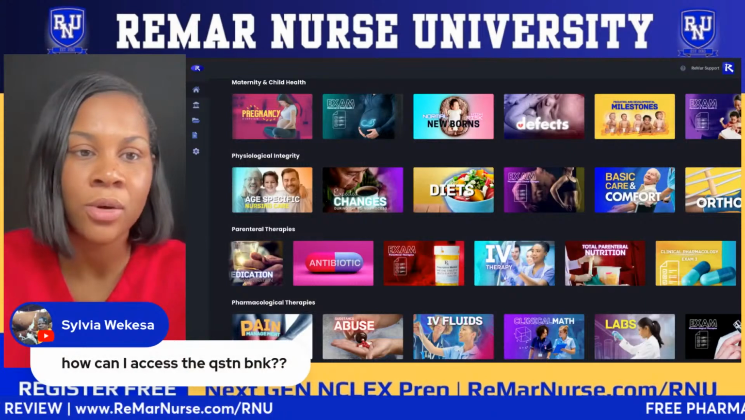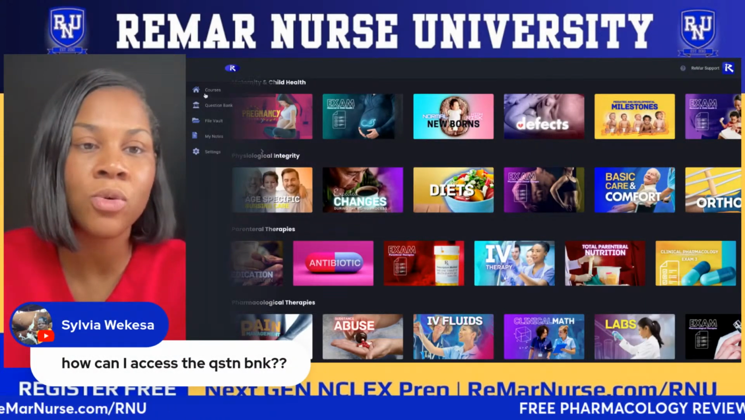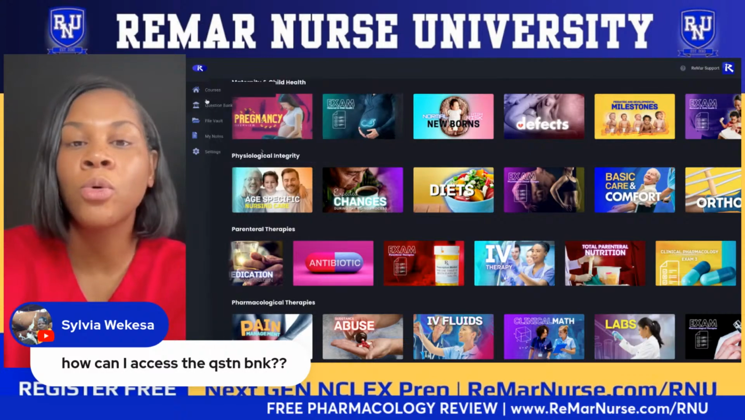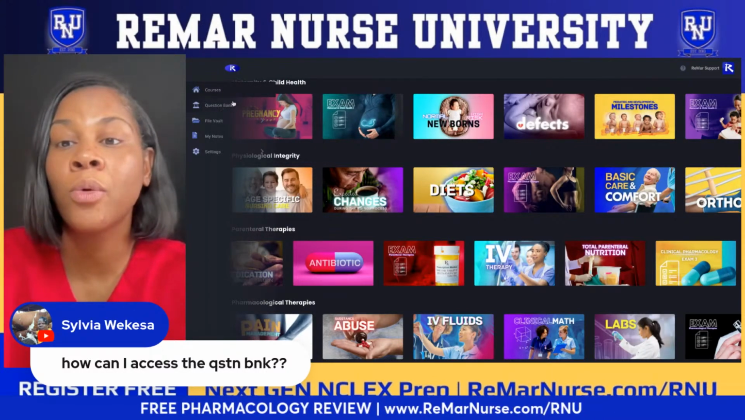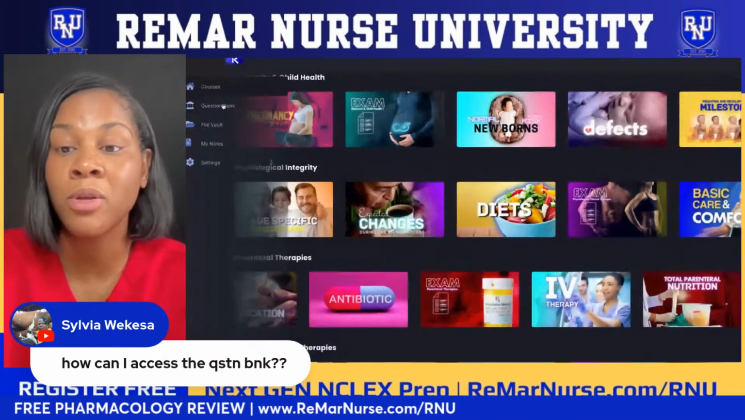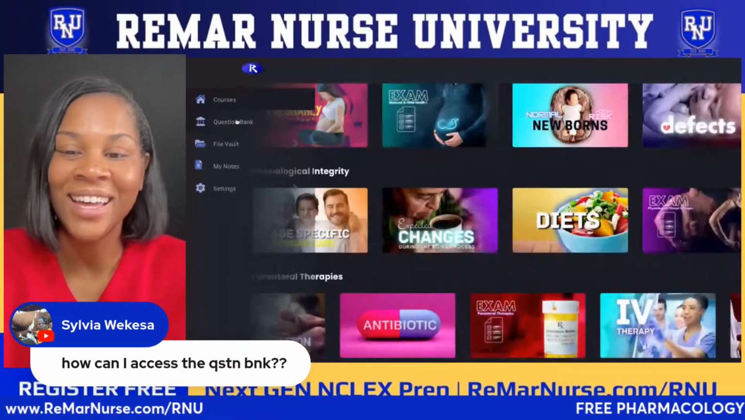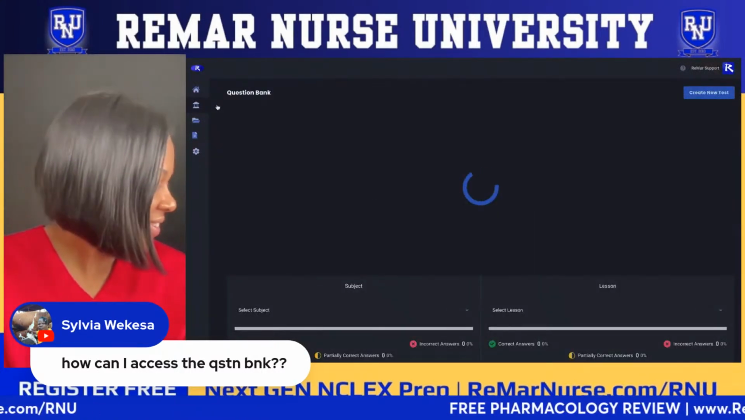How do I access the question bank? The question bank is going to be right under courses. You'll see courses on the left-hand panel, and then you're going to see question bank. And question bank is going to be right there for you.